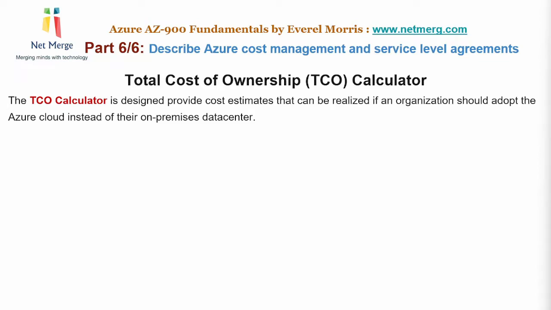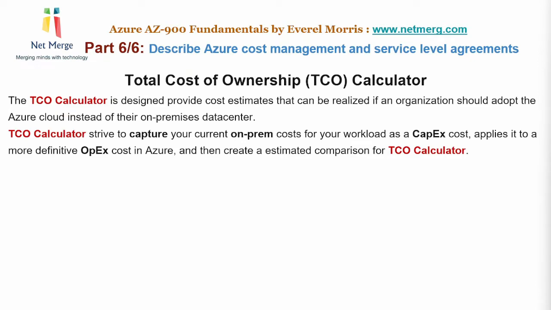The TCO calculator is designed to provide cost estimates that can be realized if an organization should adopt the Azure cloud instead of their on-premises data center. So it draws a distinction between the two. Now, how exactly does it work? The calculator strives to capture your current on-prem capital expenditures in intricate detail. So you want to get, for example, your electricity bill, your lease, your rent, your server costs, your licensing. You want to capture every capital expenditure you possibly could so you can input them into the calculator.